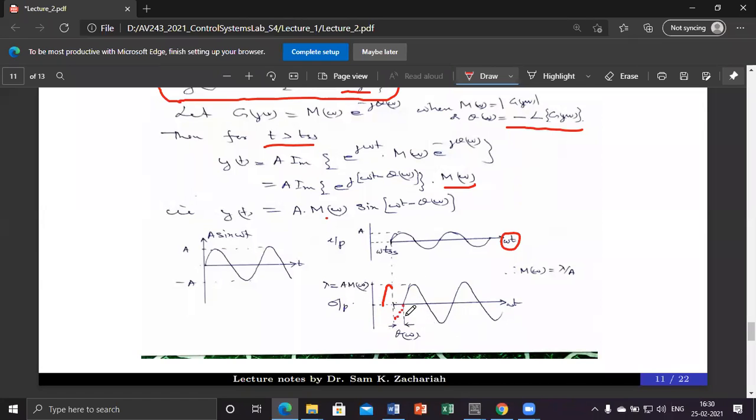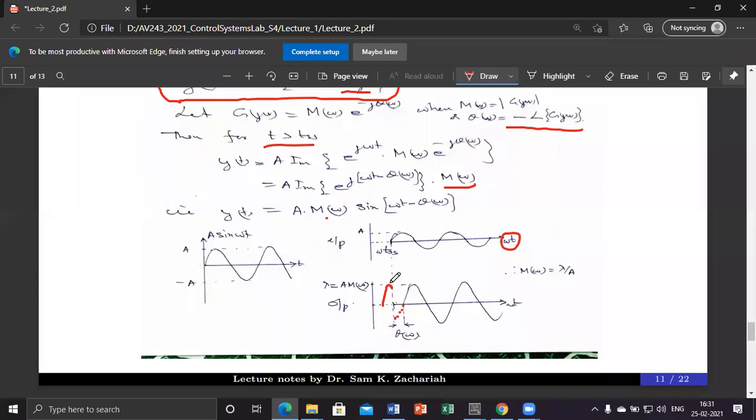If you observe the output and input together in a cathode ray oscilloscope, you will see two plots like this. One is the input, this is the output, and there is a phase shift. And this phase shift is nothing but theta omega. It is the phase of G of j omega. And what is this ratio? This output amplitude is A M of omega, where A is the command amplitude. So the ratio of the output amplitude to the input is nothing but M of omega.